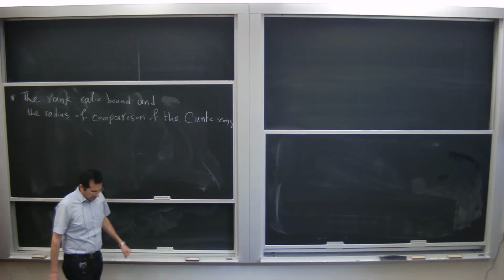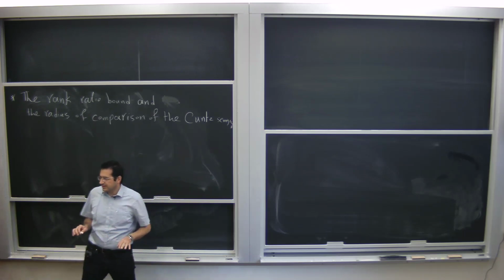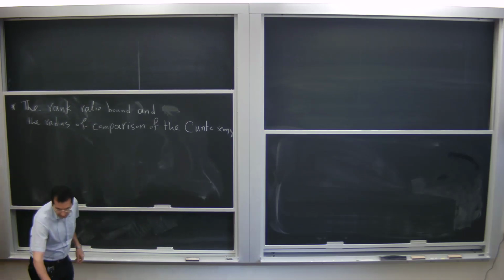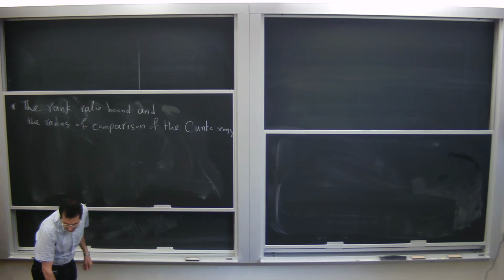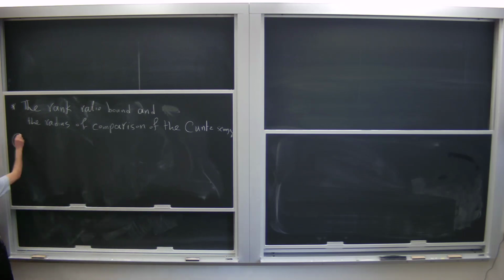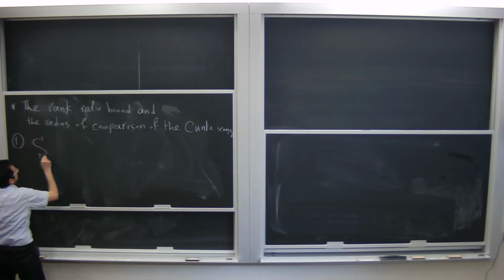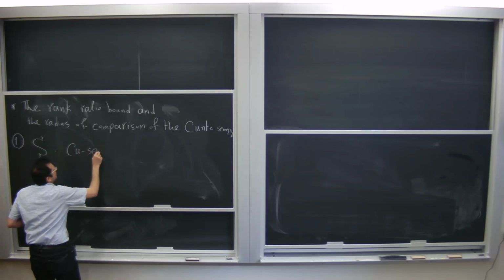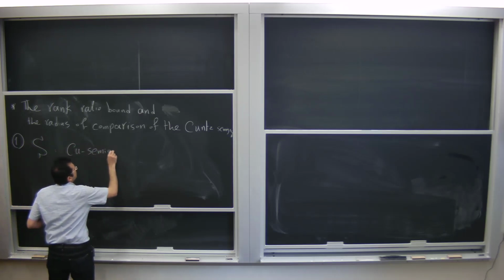To give you all the main theorems, I just want to set some notation that I really need to state these theorems. So the first one is: I always take S as a CU semigroup.